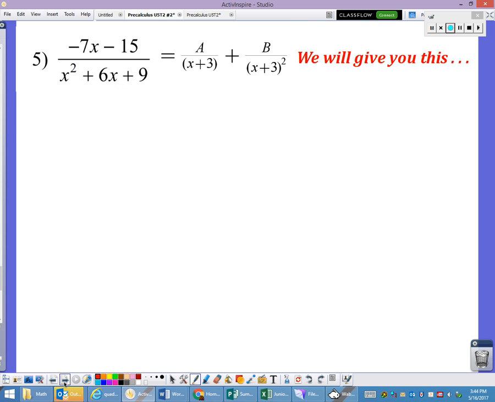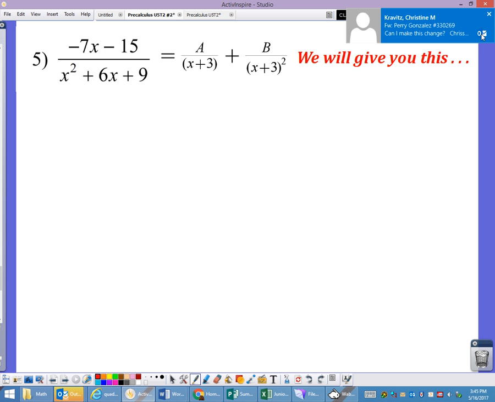Alright, last problem we're going to do is number 5. Again, we're going to give you this information, so don't worry right now as to why this is x plus 3 and this is x plus 3 squared. Just trust me that that's what it is. We're going to follow the same steps in order to get what this is broken up into. So we're going to try and figure out what fraction we add with this denominator to what fraction we add with this denominator in order to produce, if I simplify it, this.